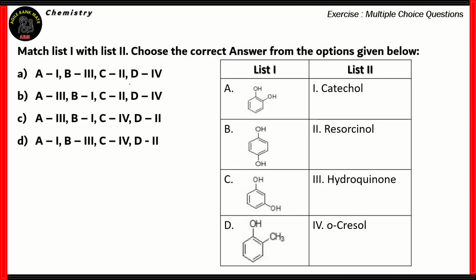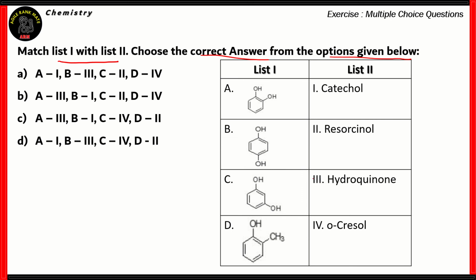Now let's look at a chemistry question. This one again is based on matching up list 1 with list 2. You need to find the correct answer from the options given below. We have 4 structures with benzene rings on list 1, and on list 2 we have catechol, resorcinol, hydroquinone, and orthocresol. So we use the same formula here.